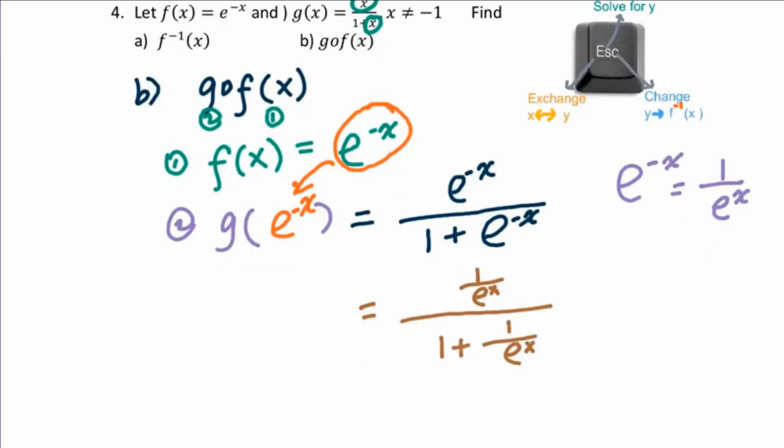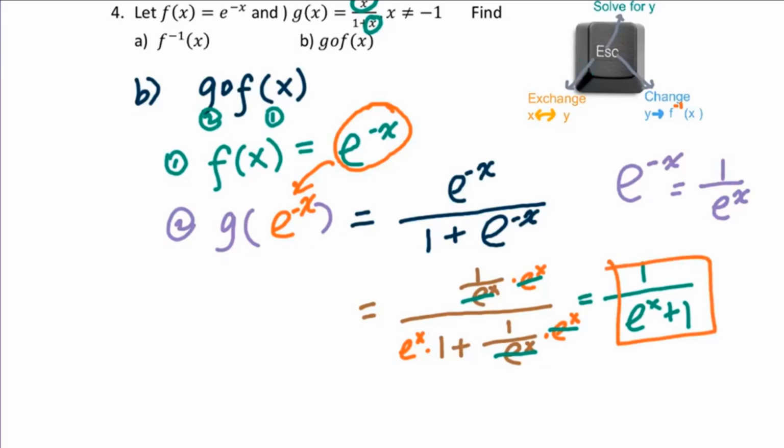For this complex fraction, we have a denominator e to the x power. Therefore, every single term is multiplied by this denominator e to the x power. Because we can reduce, you will get the 1 here. This one, e to the x power times 1, that's e to the x power. Then this is gone, plus 1. This will be the solution to b, g of f of x.